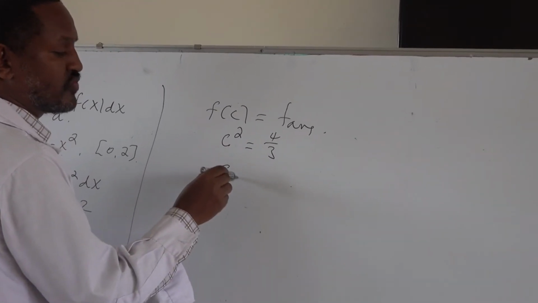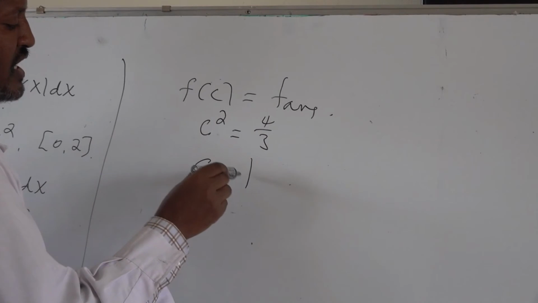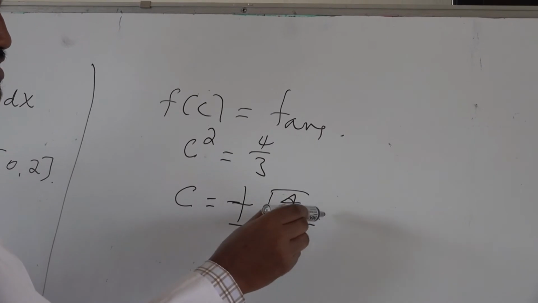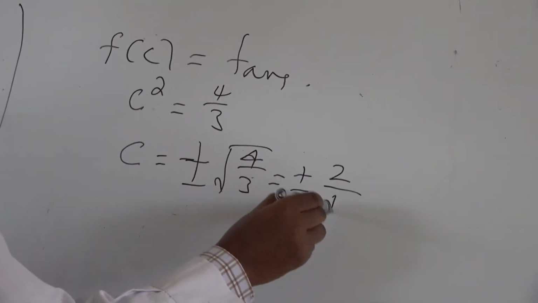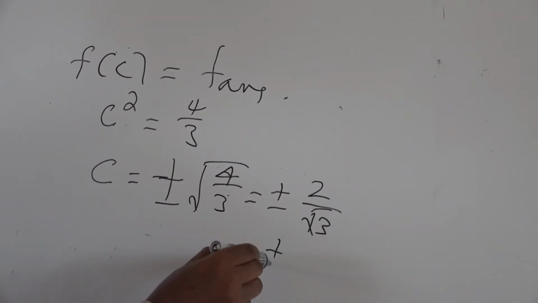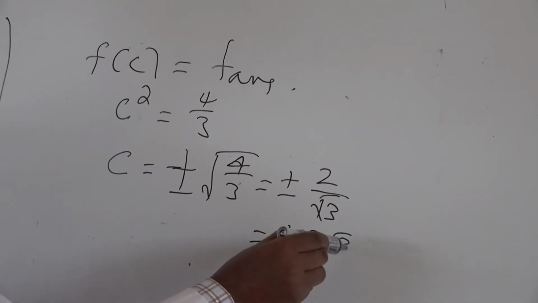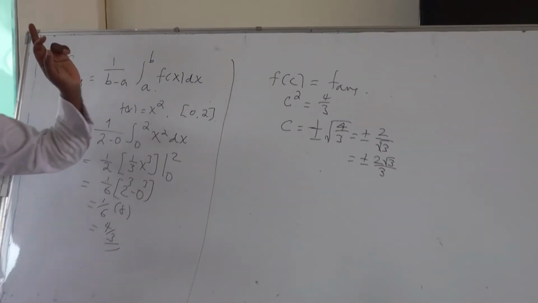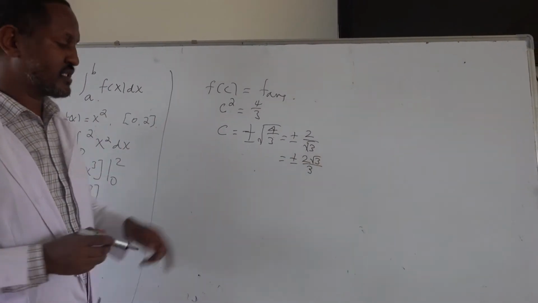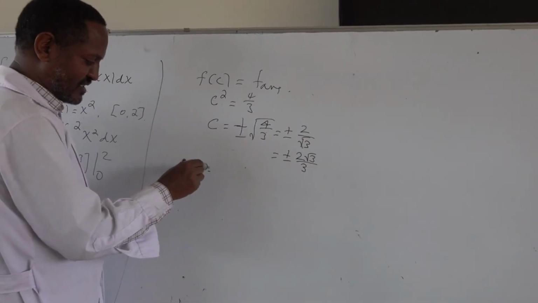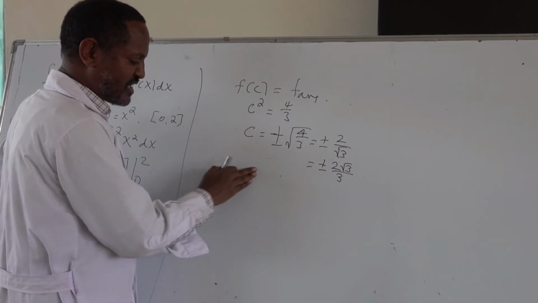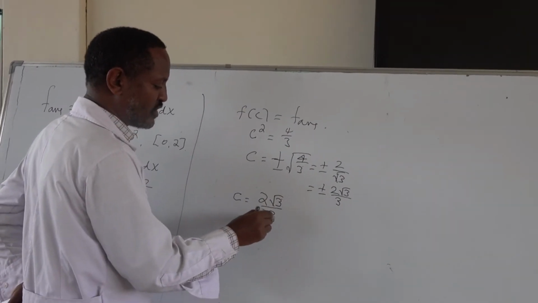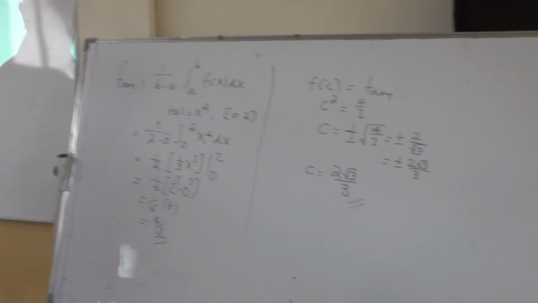Now taking the square root of both sides, we'll have c equals plus or minus the square root of 4 over 3, which is plus or minus 2 over square root 3. Rationalizing the denominator, we'll have plus or minus 2 root 3 over 3. Now, which number is found in the interval 0, 2? I think it is plus 2 root 3 over 3. Therefore, the number c, whose existence is guaranteed by the mean value theorem for integrals on the interval 0, 2, will be 2 root 3 over 3.